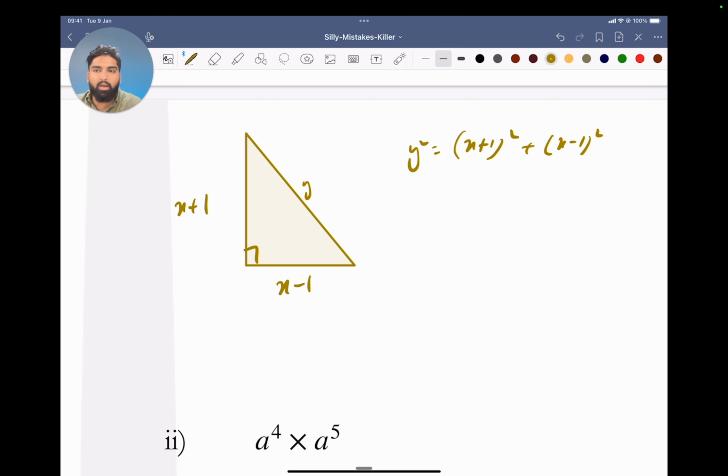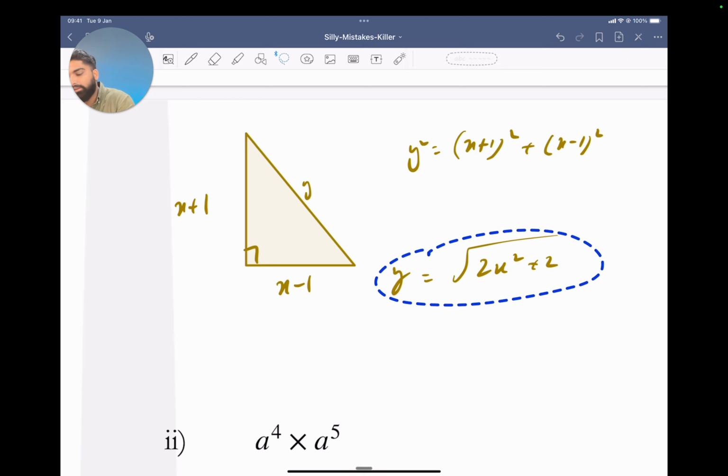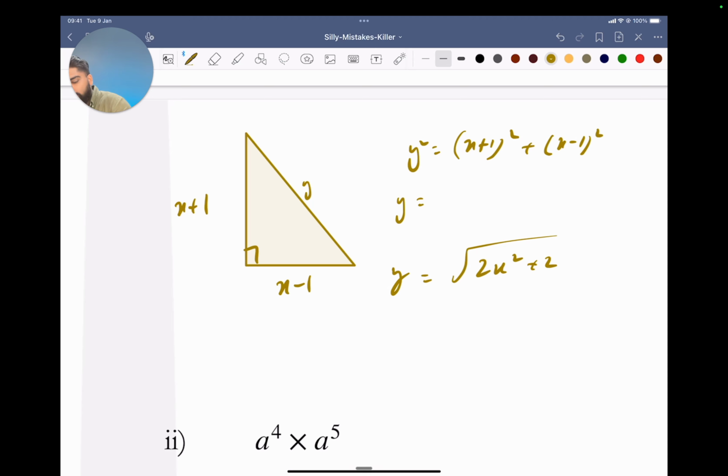This is like a 3 marker or at least a 2 marker, compared to the previous one, which is maybe a 1 marker. If you expand it and simplify it, it'll be 2x squared plus 2, square rooted, and then Bob's your uncle. This is actually 3 lines of working out. I skipped a line because I can. y squared is equal to x squared plus 2x plus 1 plus x squared minus 2x plus 1, and then it simplifies to that.